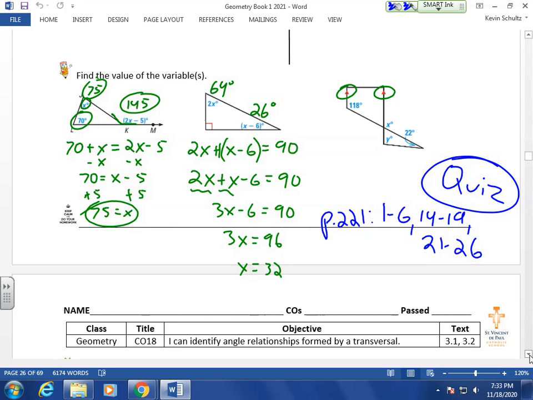All right, that is PO17 featuring the triangle sum theorem and the exterior angle theorem.